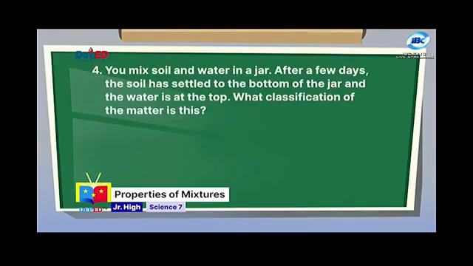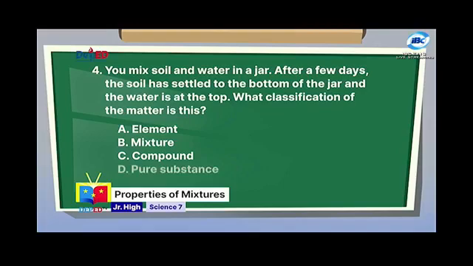Number 4. You mix soil and water in a jar. After a few days, the soil has settled to the bottom of the jar and the water is at the top. What classification of matter is this? A, element. B, mixture. C, compound. D, pure substance. The mixture of soil shows that this is a heterogeneous mixture. From the choices, the correct answer is letter B, mixture.